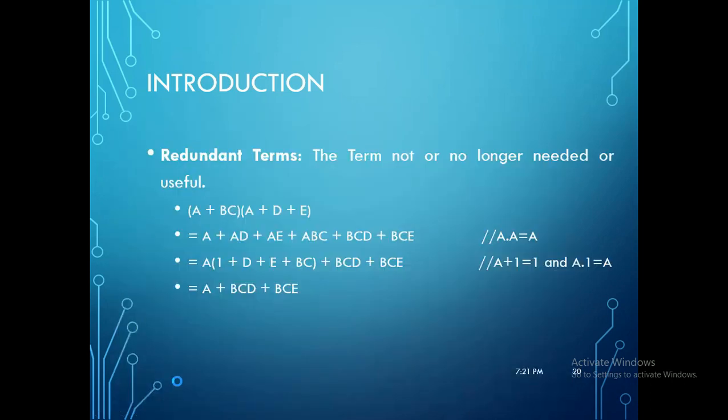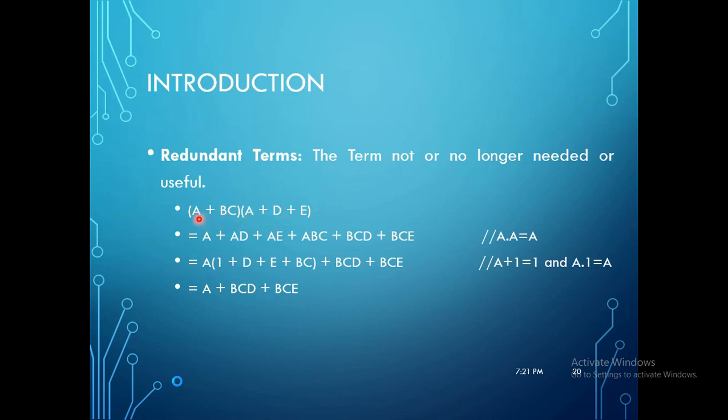So what are redundant terms? The terms no longer needed or useful, we call them redundant terms. So let's take one expression here: A plus BC into A plus D plus E. So when you multiply these terms, this is one expression and the other expression, you are going to multiply these.